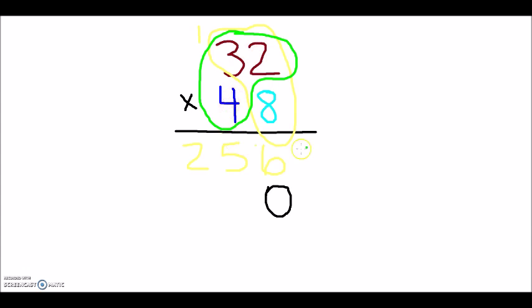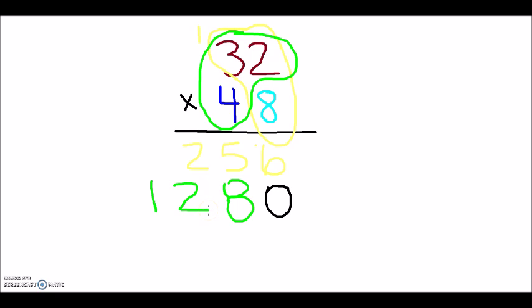2 times 4 is 8, so we're going to put an 8 in the 10 spot because we already have a 0 as a placeholder in our 1 spot. And now we're going to do 3 times 4, which is 12. So we're going to write that down.